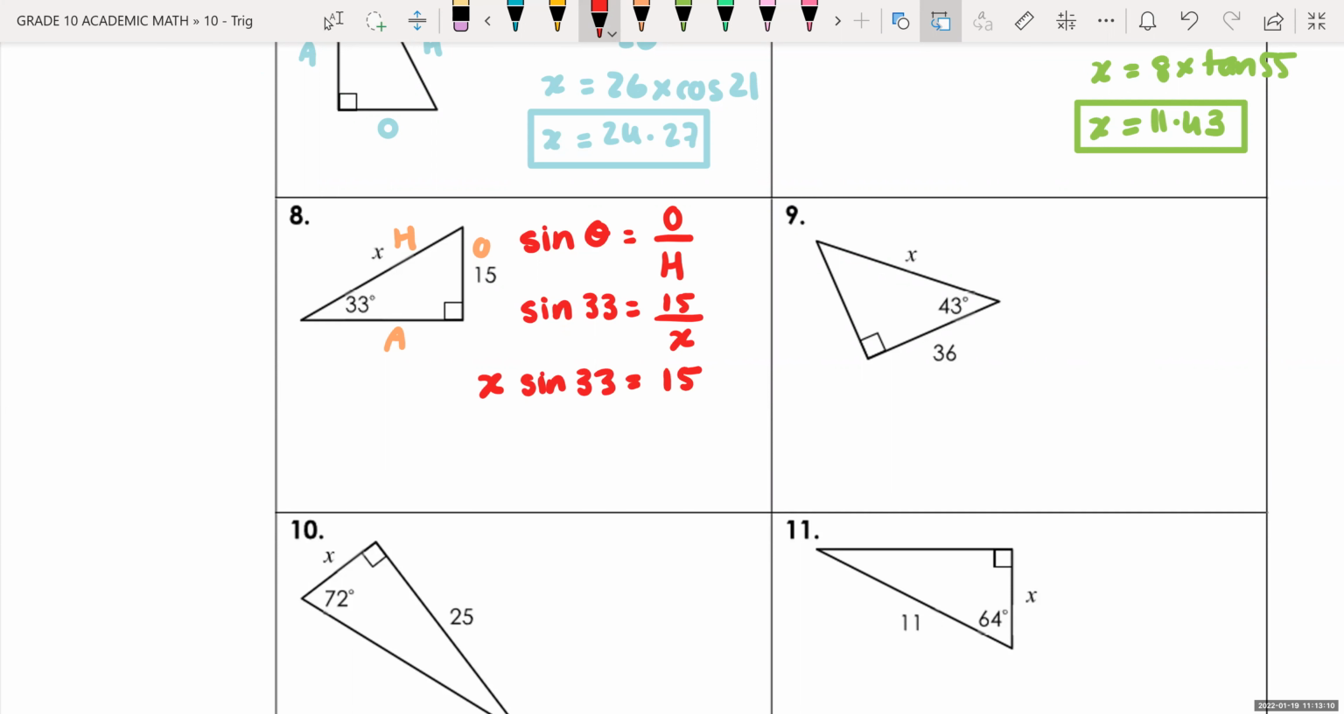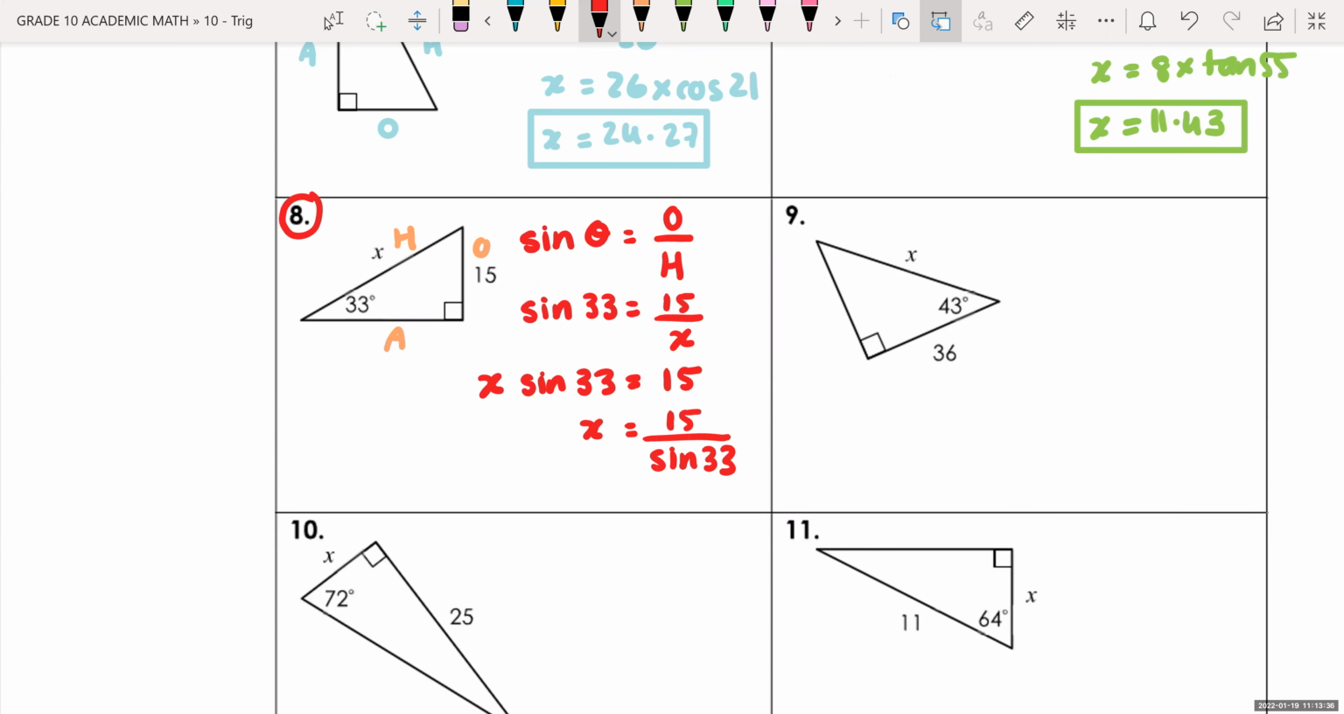You guys all see what I did? I just moved the x to the other side and I multiplied it. But our x is not by itself. What do I have to do to get the x all by itself? Not inverse. I just need to get rid of the sine 33 that's multiplied to it. What's the opposite of multiplication? Yeah, so all I'm going to do is move it to the other side and divide it.